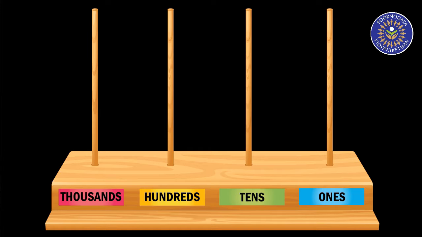Now the third one is called hundreds. Hundreds. Okay? And on the fourth one, we have thousand. Thousand. You can also check the spelling.